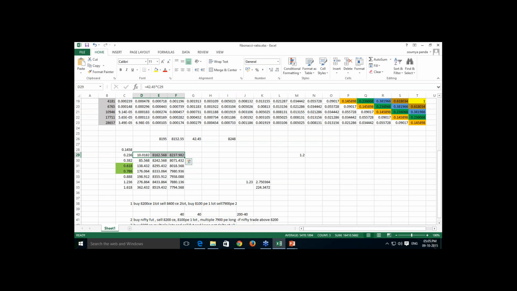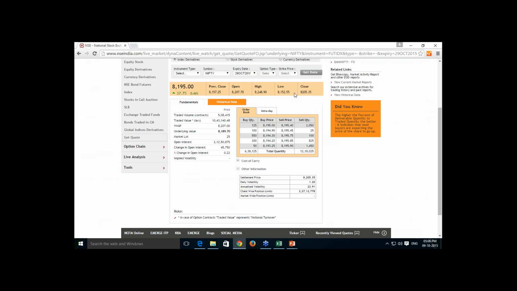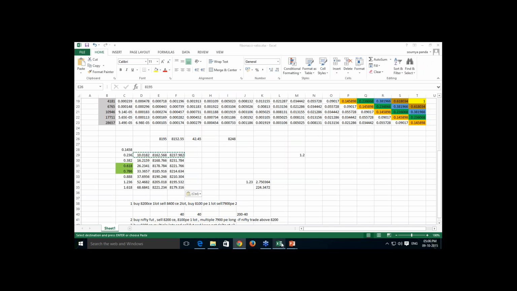Now let us copy this same info and get all the other info here. These are the levels we have got. Whatever value we derived from the high, it is coming at this level, and currently we have closed at 8195. We also opened at 8207. That is also very important, 8207.